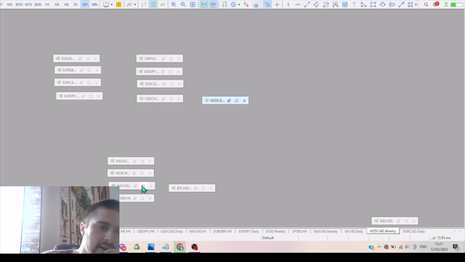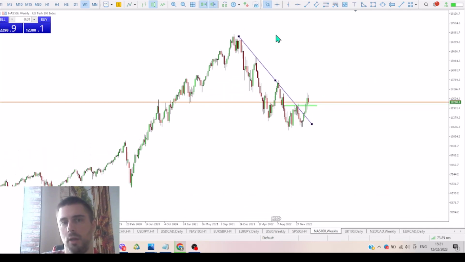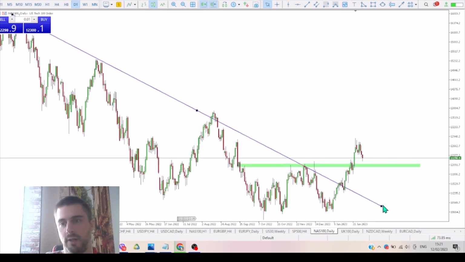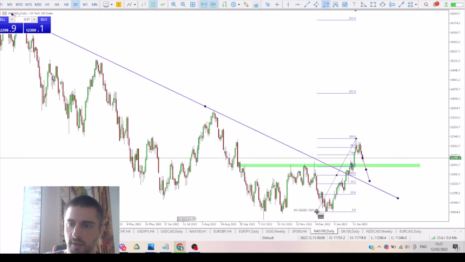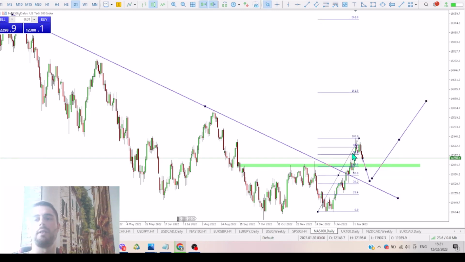NAS 100, the weekly chart, similar situation right here, because we have a broken, very important downtrend. What is also possible to happen here is we see some sort of retest, so a little bit deeper pullback, maybe to the 50-60% of the Fibonacci retracement, and then continue to go back bullish, creating a new higher high. So that is what I expect.